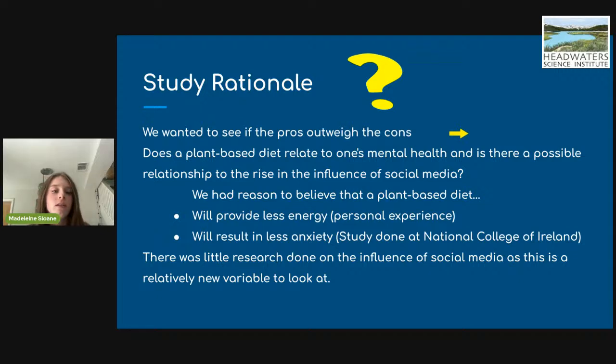I also had reason to believe, from personal experience, that it will provide less energy and result in less anxiety. I looked at a study done at the National College of Ireland that said this, but there wasn't a lot of research done on the influence of social media because it is a relatively new variable to look at. So I didn't have any proof behind that hypothesis, which is why I really wanted to look into it.